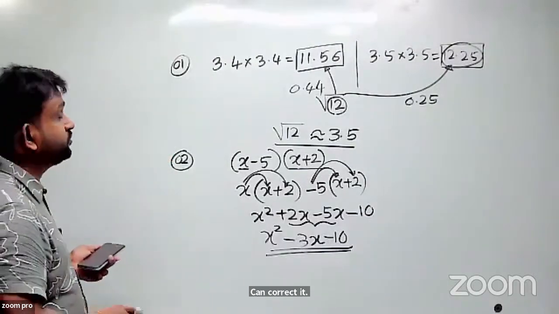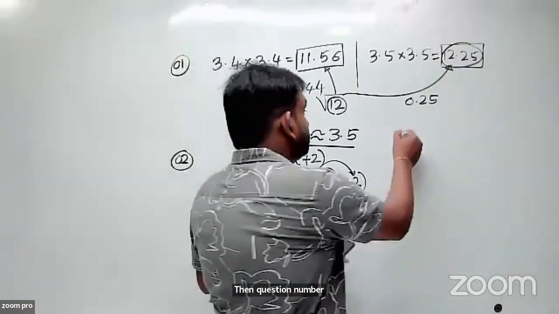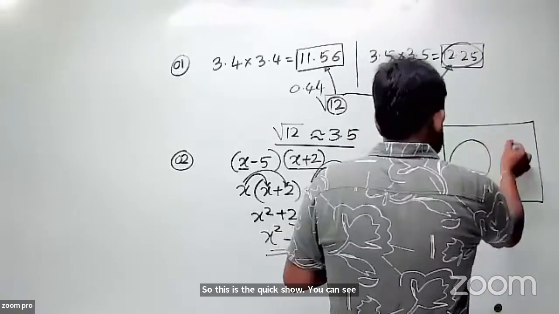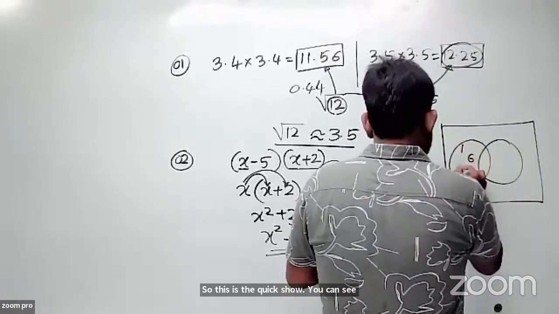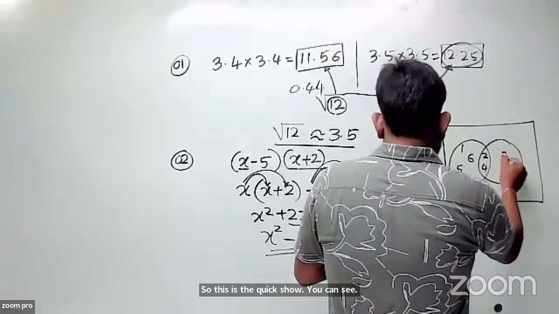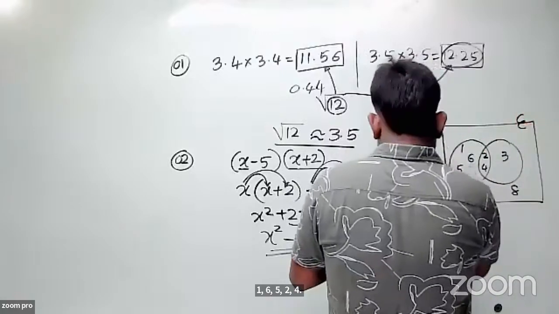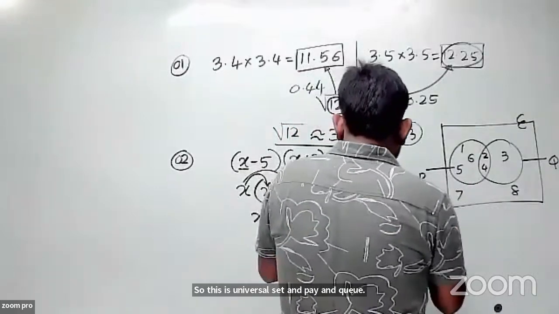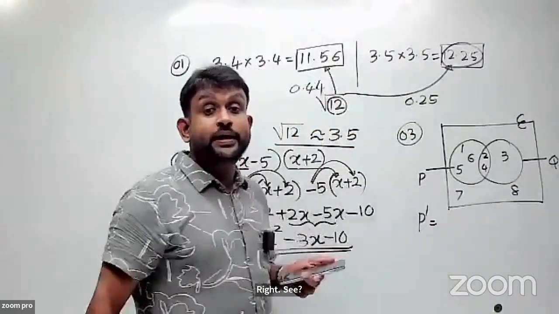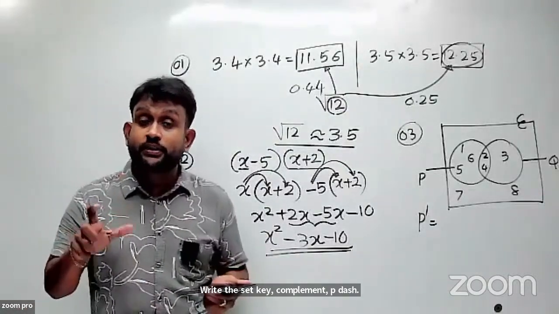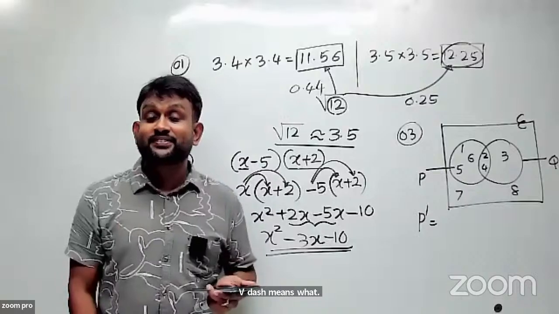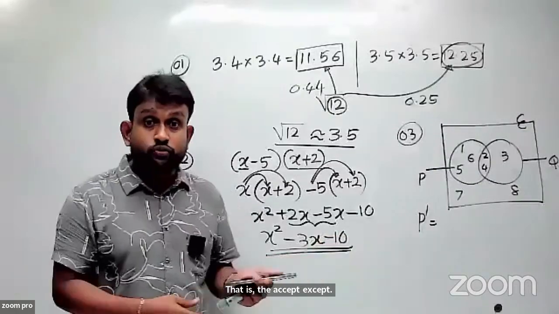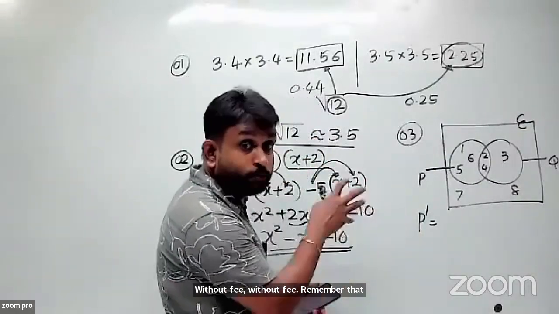Then question number 3, that is relevant to sets. So this is the question. You can see 1, 6, 5, 2, 4, and here 3 and 7, 8. So this is the universal set and P and Q. Right, write the set P complement, P dash. P dash means what? P complement. Complement means what in your words? That is except P set. Without P, remember that. So P dash means without P set.